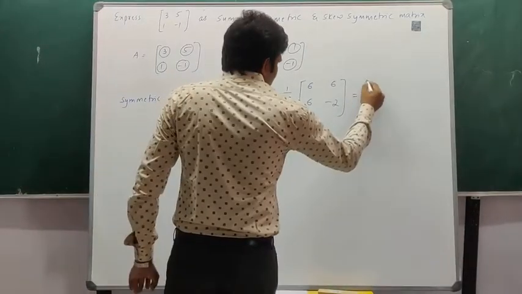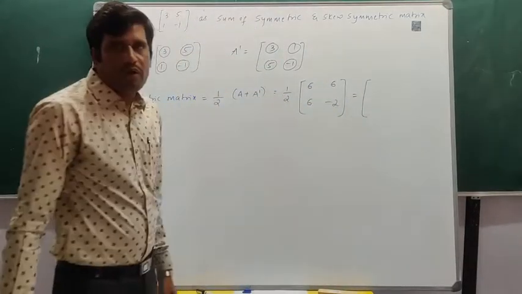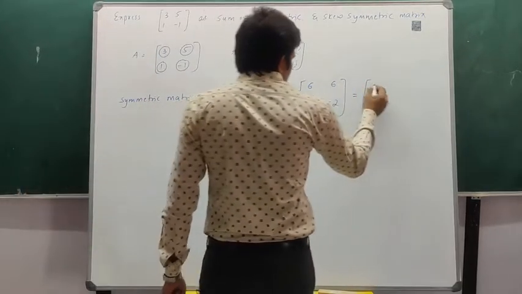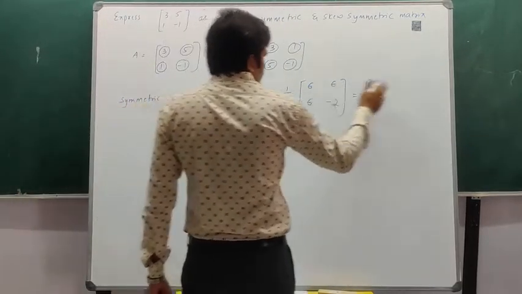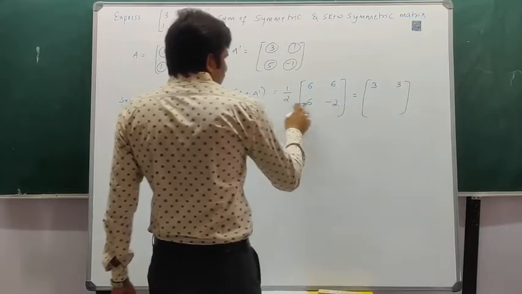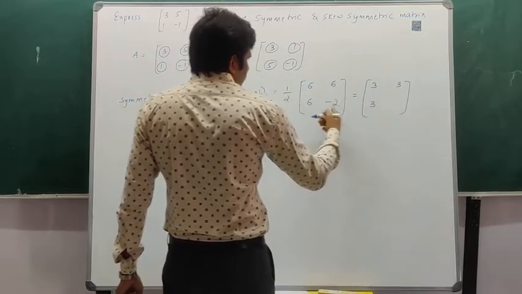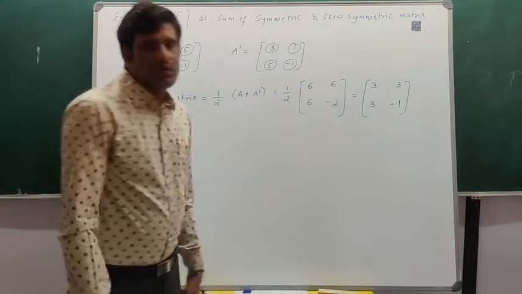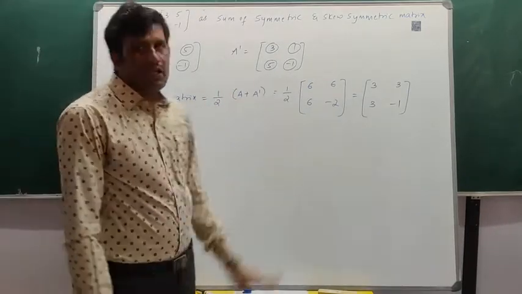Now multiply each element of the matrix by 1 by 2. So 1 by 2 into 6 is 3, again 3, again 3, and 1 by 2 into -2 is -1. So that is the symmetric part of the given matrix.